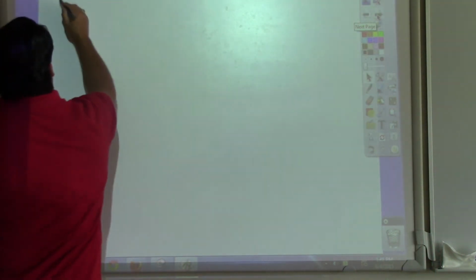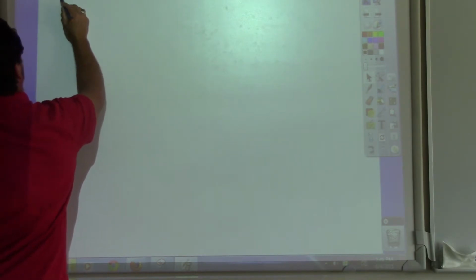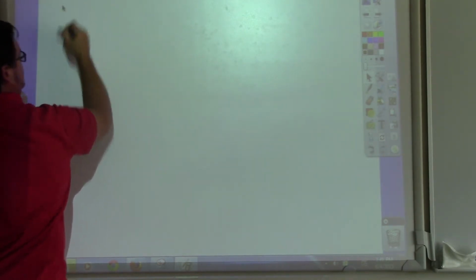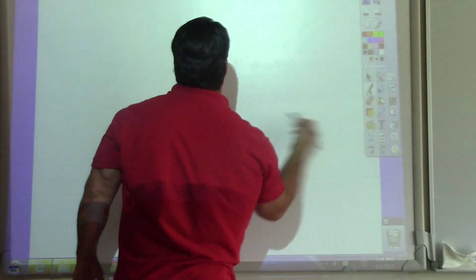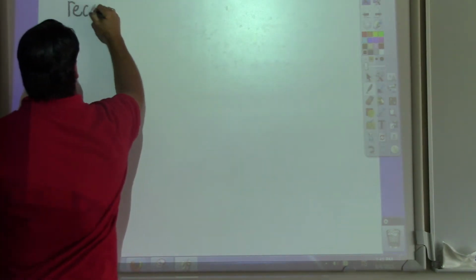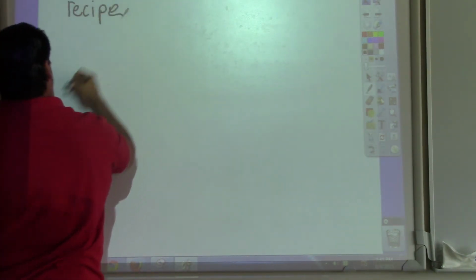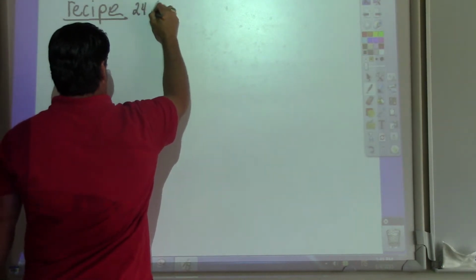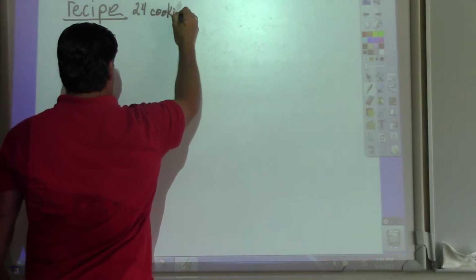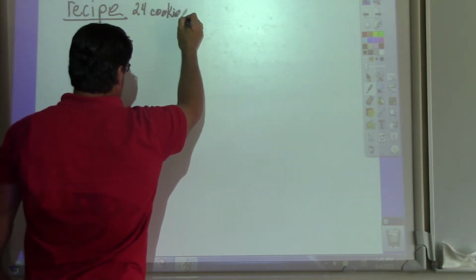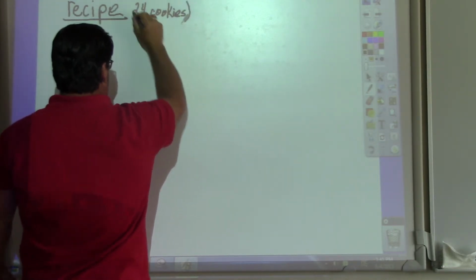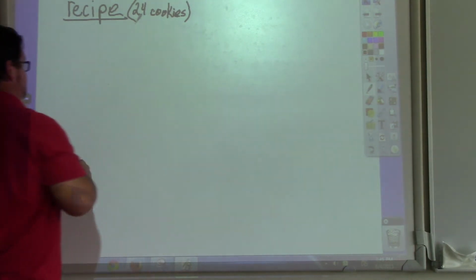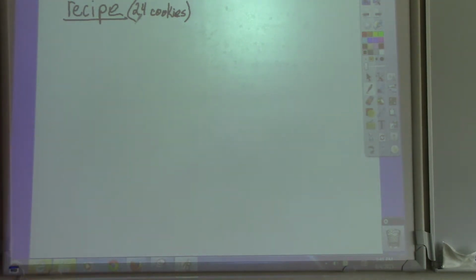Let's say I give you a recipe for 24 cookies. Is that how you spell recipe? Yes. That's one of those words I never use, and then when I look at it, it looks like recite. It just doesn't look like recipe.